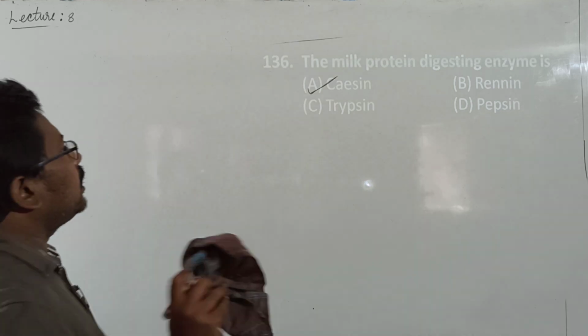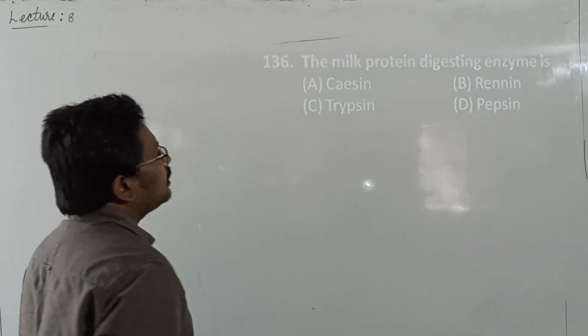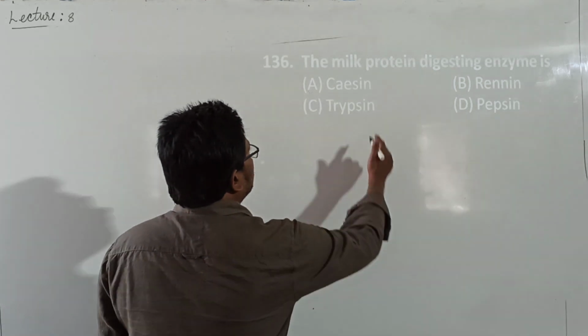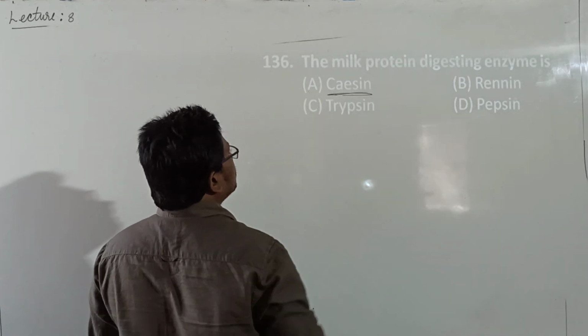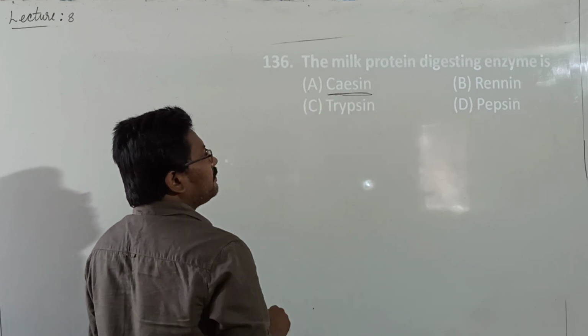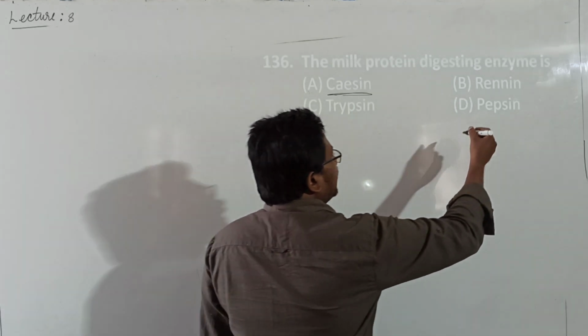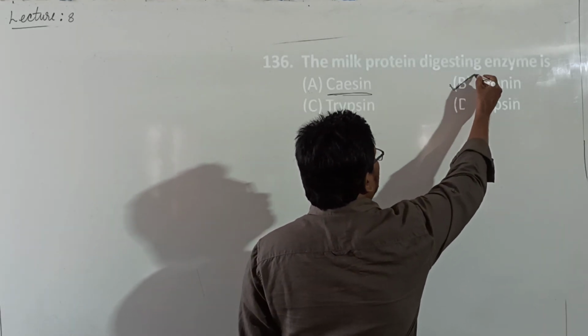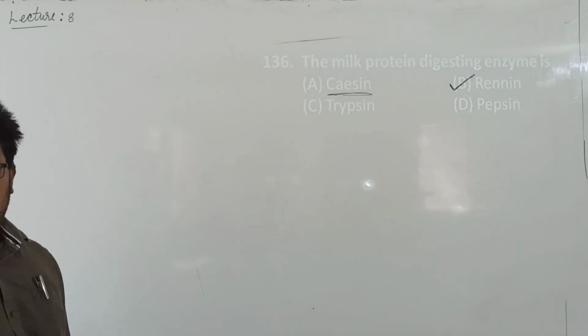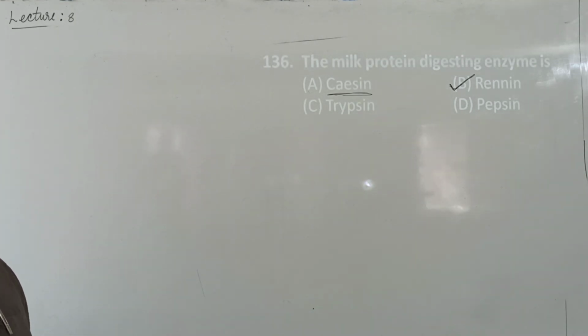Then the next one, milk protein digesting enzyme. Milk protein, we know, is casein. Casein is a milk protein, and digesting this casein in infants we have renin. So the answer is renin. Renin is a milk protein digesting enzyme.